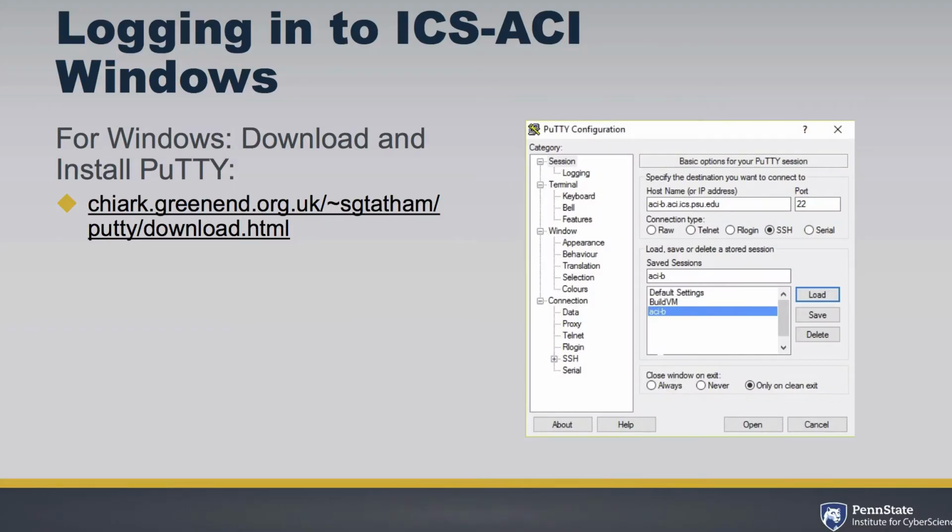Logging into ICS-ACI from Windows. There's probably a number of you out there that are Windows users, never used Linux or Unix. It can be a little intimidating at first, but like anything else, once you actually try it, it's not as bad as it seems initially. But for Windows, you need to download a third-party application. I've used PuTTY. What you see here, there's a link for downloading PuTTY. Also, there are instructions on there for setting up and configuring PuTTY.